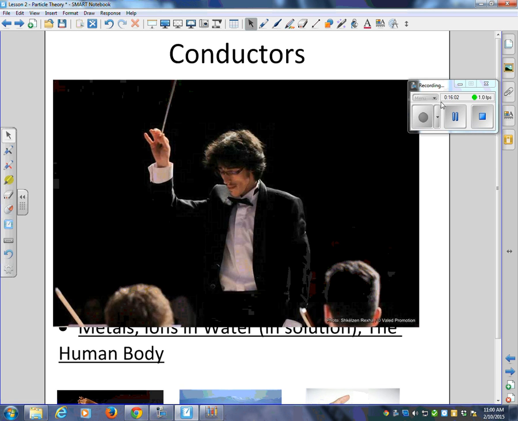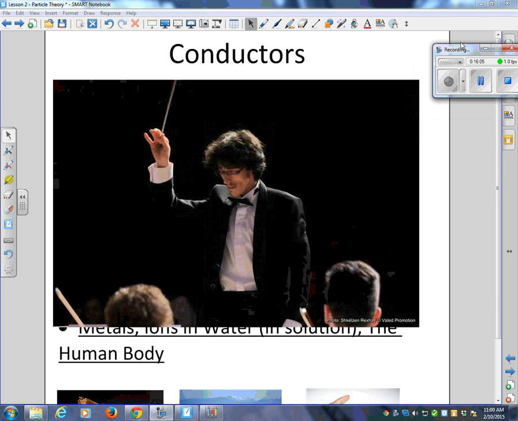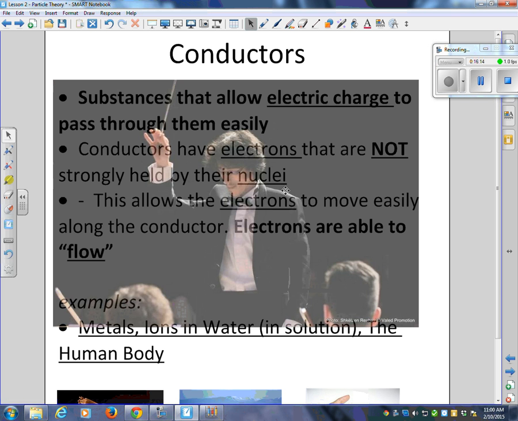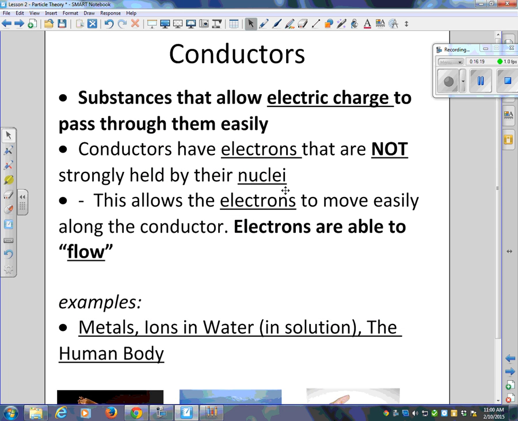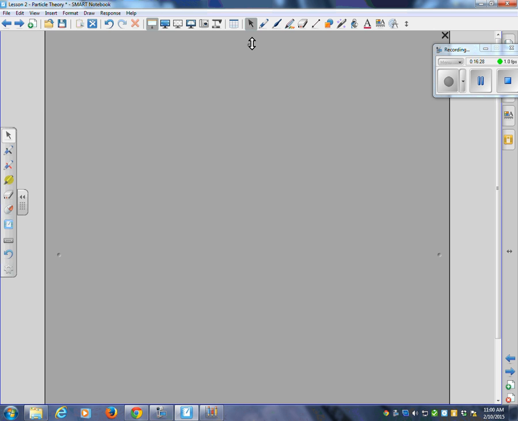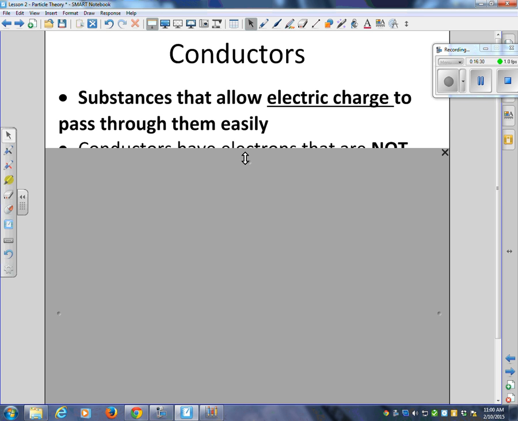When I say conductor, am I talking about that guy? No, I'm not talking about that guy. Conductors allow what to happen? Conductors allow electricity. Conductors are substances that allow electric charge to pass through them easily.